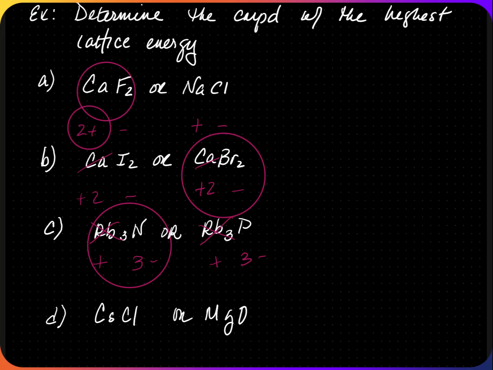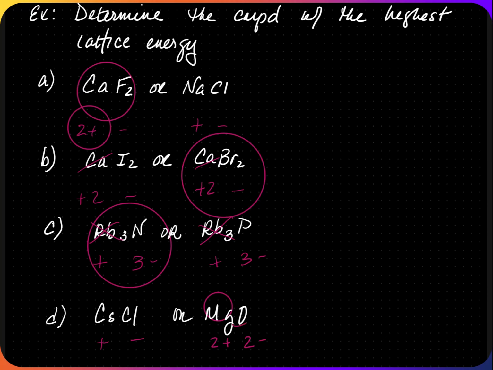Next, we have cesium chloride and magnesium oxide. Cesium is a plus 1, chlorine is a minus 1, magnesium is 2 plus, oxygen is 2 minus. If I compare the size of my cation, magnesium is much smaller because it is in period 3, while cesium is in period 6. Chlorine and oxygen, chlorine is in period 3, oxygen is in period 2, so oxygen should be a little bit smaller.